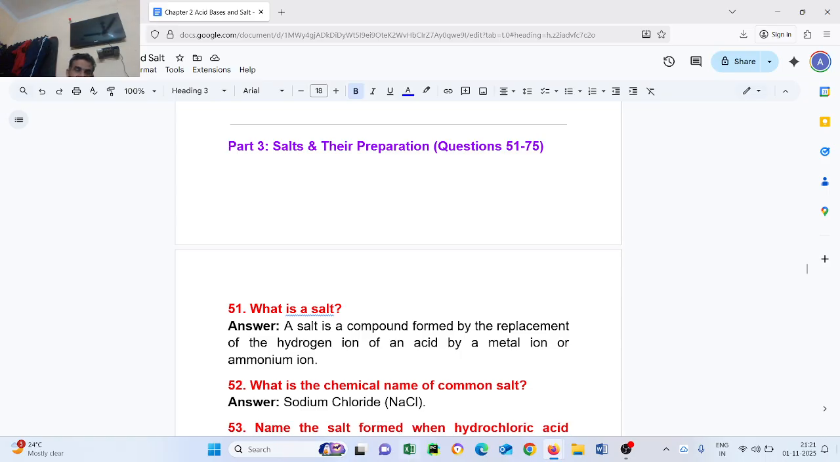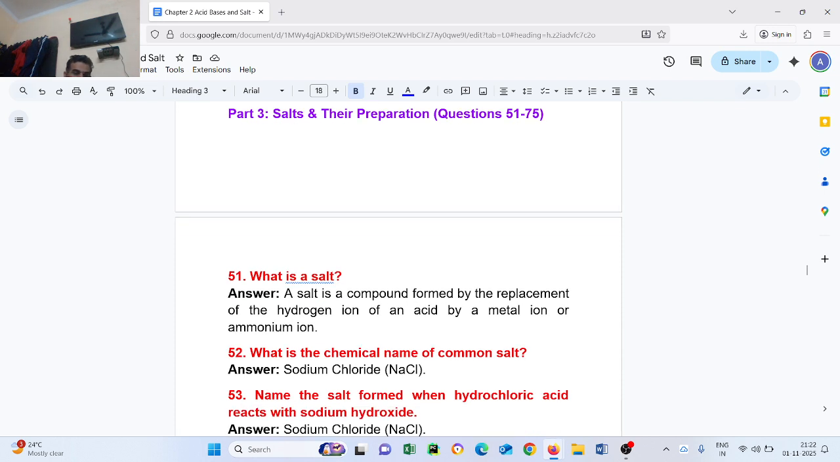Question number 51. What is a salt? A salt is a compound formed by the replacement of the hydrogen ion of an acid by a metal ion or ammonium ion.